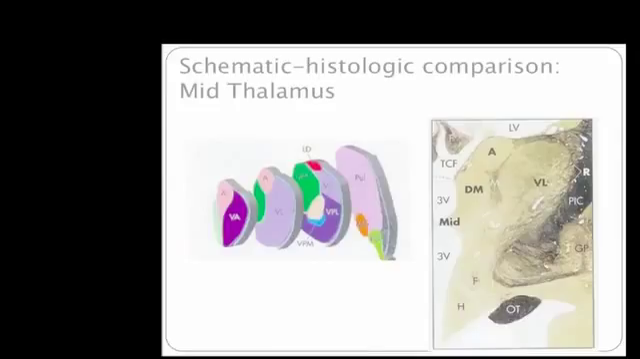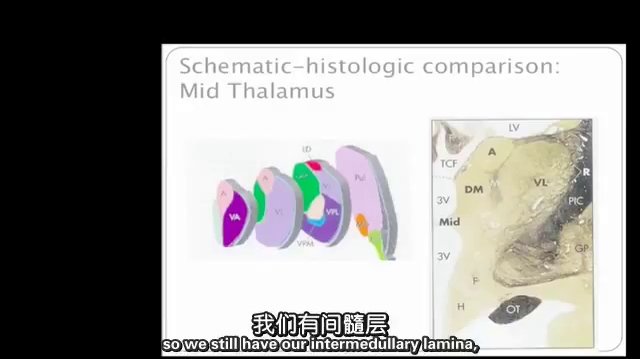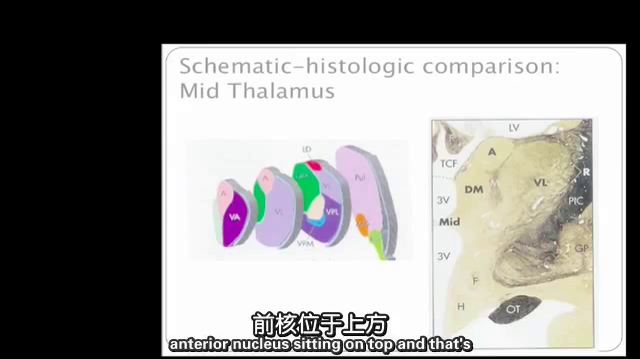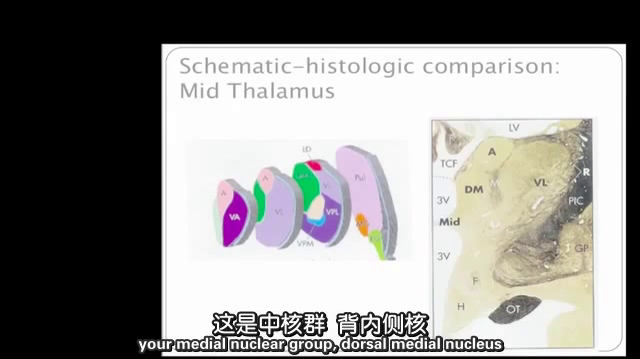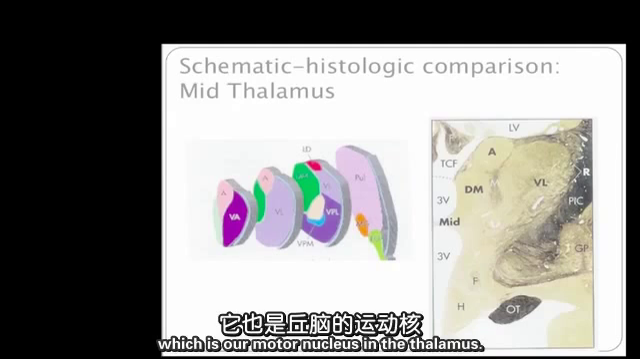Next slide. So if we take a step back now, a further back slide, we still have our intramedullary lamina, anterior nucleus sitting on top, and now you see your medial nuclear group, dorsal medial nucleus, and now we get to the ventral lateral nucleus, which is our motor nucleus of the thalamus.